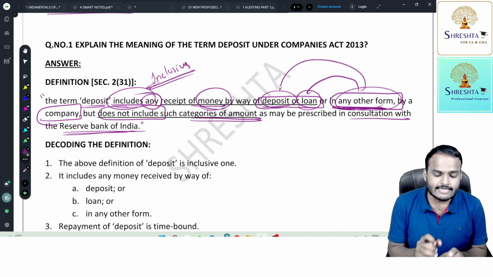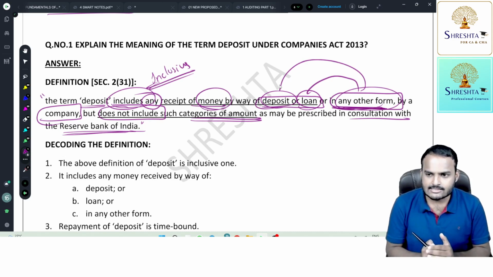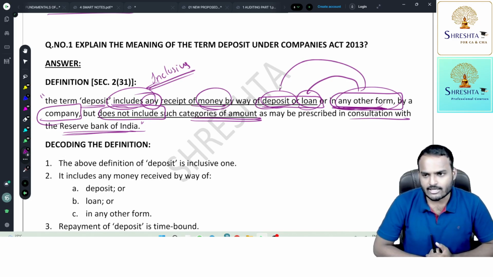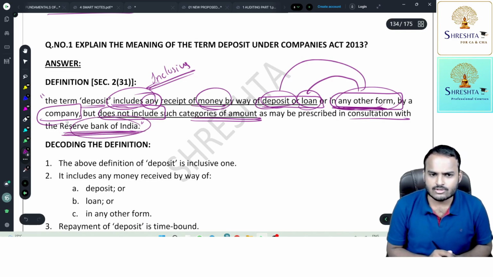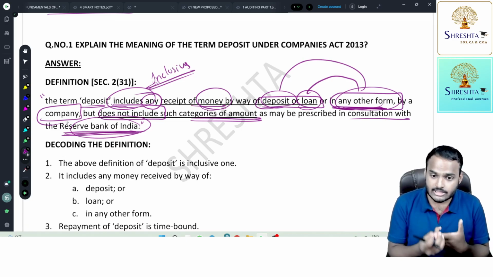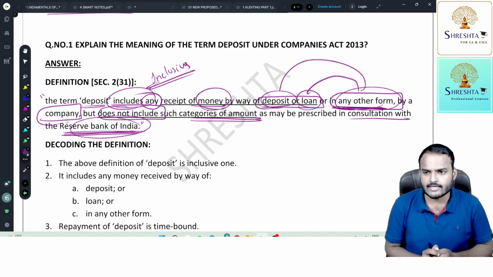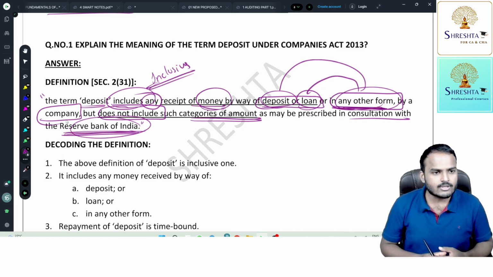But it excludes certain categories of amounts. Yes, the lawmaker gave us certain categories. All these categories were prescribed after consulting with the Reserve Bank of India. And I wondered why the RBI's name was involved here. If you read the equity share concept, preference share concept, or debenture concept, you can't find the words Reserve Bank of India. Whereas particularly in this chapter, you will find the words Reserve Bank of India.